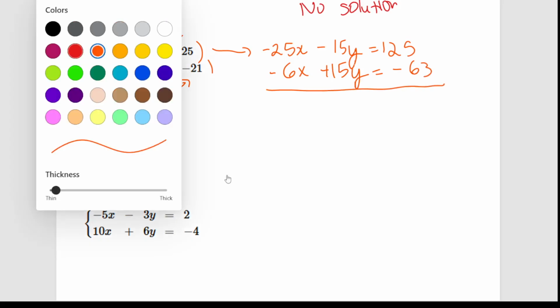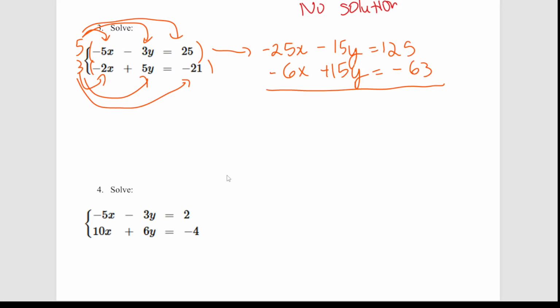Now I'm ready to add straight down. Negative 25x plus negative 6x is going to get me negative 31x. Negative 15y plus 15y will eliminate to make 0, just like I wanted. And 125 minus 63, that gives me positive 62. As a final step, I need to divide both sides by negative 31 in order to get x by itself. So I'm going to get x is negative 2.